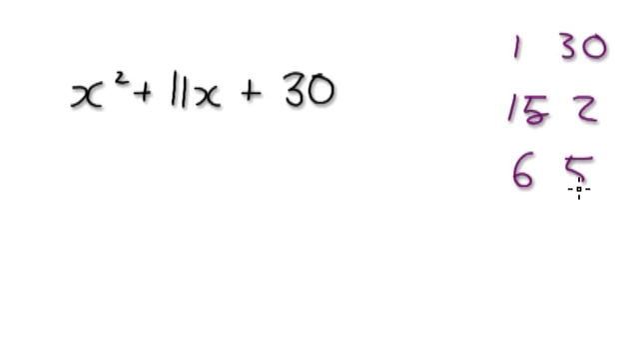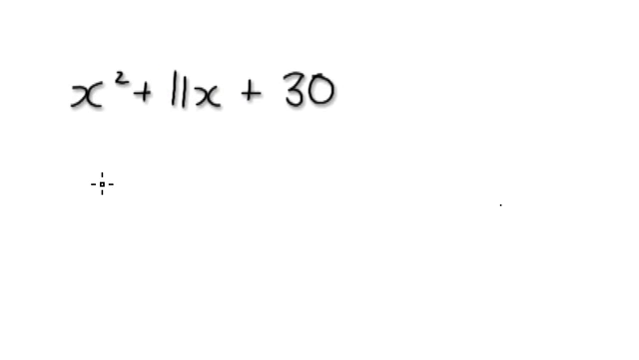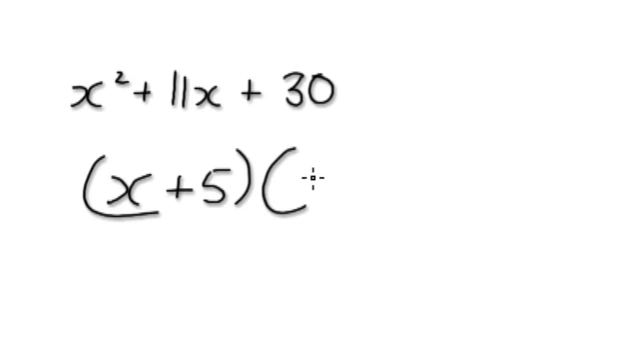6 and 5. Remember, 6 times 5 is 30. So 6 and 5 could be a good pair. Look at this. 6 will give you 6x, 5 will give you 5x, giving you 11x. So you know 5 and 6 would be a good pair. Let's look at this: x plus 5, and then x plus 6.